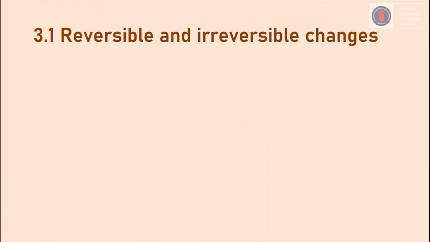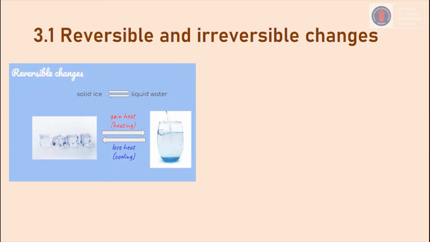The first subtopic is about reversible and irreversible changes. When a substance can be changed back into the same state of matter, we say the substance has gone through a reversible change. Example, solid ice, when it gets heated, can turn into liquid water, and to make it turn back into solid, we can cool it down, or the liquid will lose heat and change into solid.